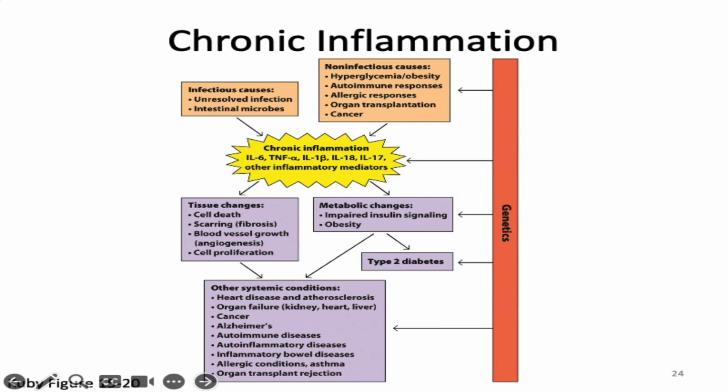And so we have now been able to realize that chronic inflammation, so basically, even if it's kind of a lowish level, but you just have it going on for a long time, is going to lead to all sorts of tissue changes: angiogenesis, fibrosis, changes in insulin signaling. It is very much related to obesity, leading to things like type 2 diabetes, heart disease, atherosclerosis, organ failure, cancer, Alzheimer's, autoimmune disease, autoinflammatory disease, allergies, transplant rejection. Basically, if you can think of it, I can relate it to chronic inflammation.